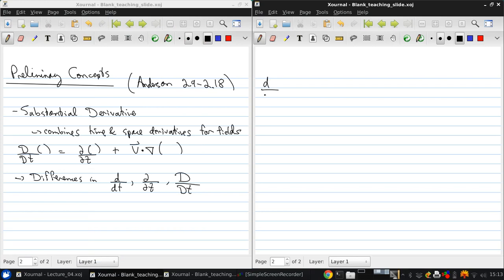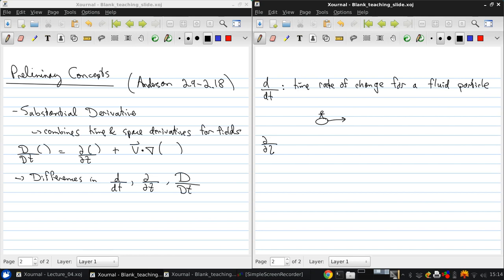Okay, so start with the traditional d/dt, and this is simply the time rate of change for a fluid particle. So if you are riding on a fluid particle as it moves around, the rate of change that you'd experience is indicated by d/dt of whatever, pressure, velocity, temperature, any field.